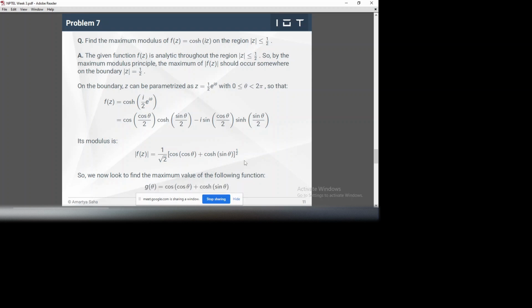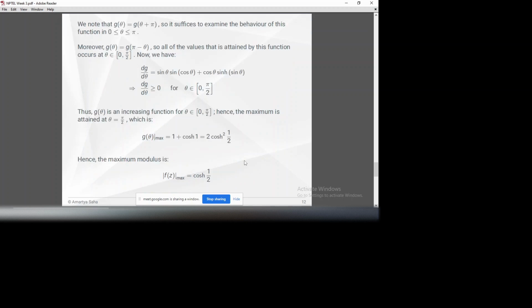Again, now we'll have to look for the maximum value of this function, cos theta plus cosh sin theta. The maximum value of this function will correspond to the maxima of the modulus. So again, we'll examine the first derivative.